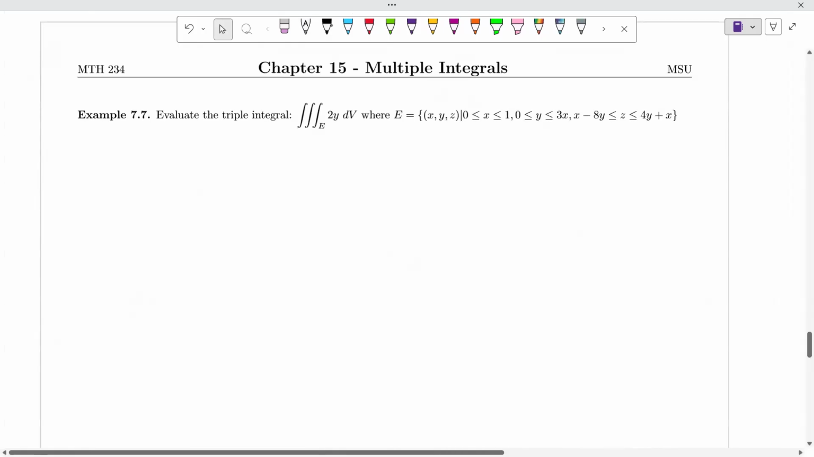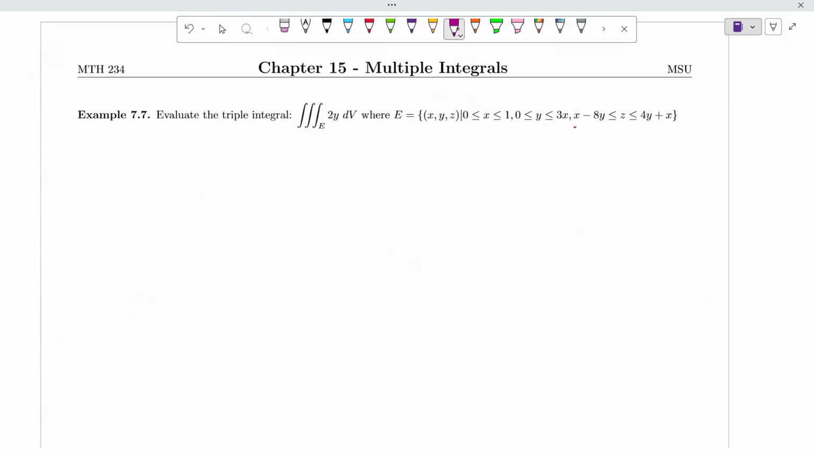All right, let's try something again. Evaluate the following triple integral. 2y is our integrand, and our solid is bounded by 0 and 1 for x, 0 and 3x for y, and x minus 8y and 4y plus x for z.